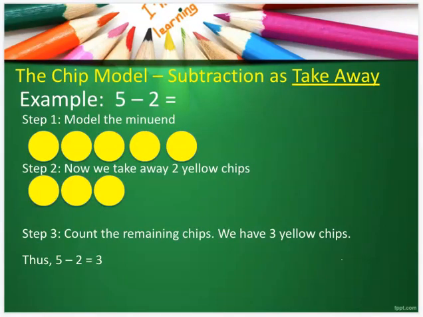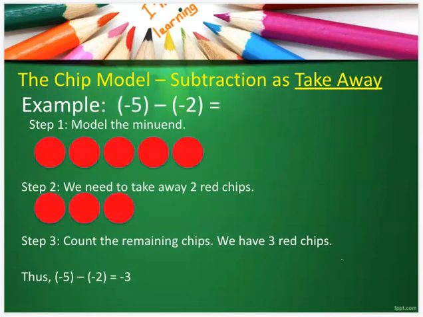So we have 5, take away 2. Remember, with subtraction, we only model the minuend. So we're modeling the minuend of 5 yellow chips. We want to take away 2 yellow chips because remember, that 2 is positive, right? It's positive 5 minus positive 2. So we have 2 yellow chips to take away, so we take away the 2 yellow chips. We're left with 3 yellow chips, so our answer to 5 minus 2 must be positive 3.